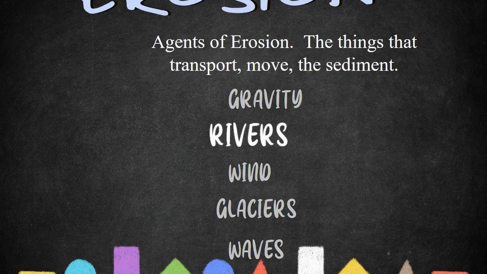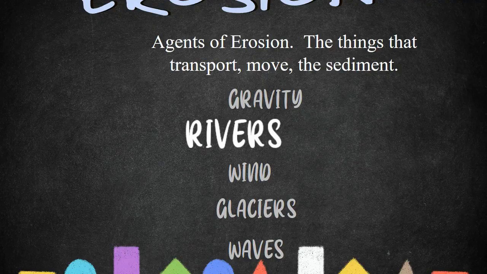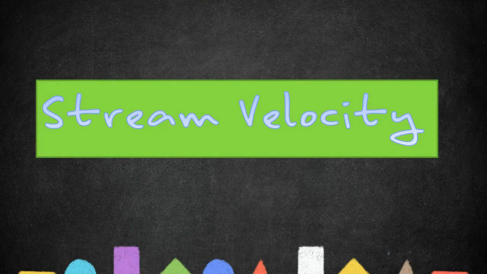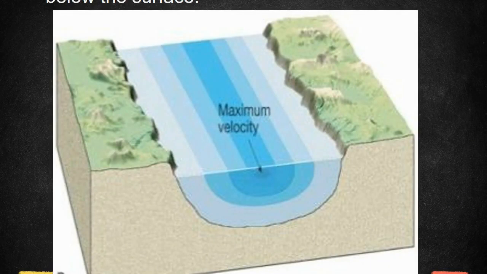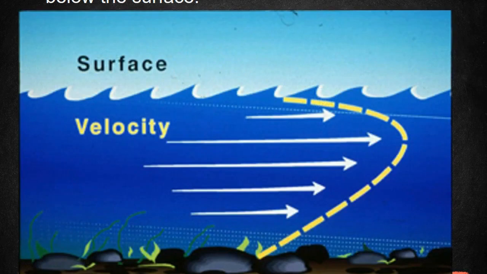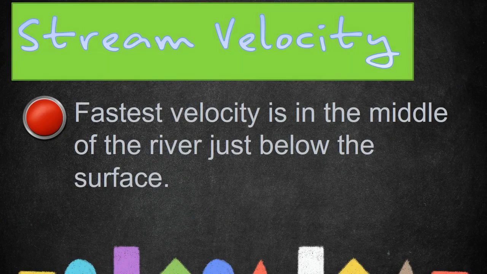Our focus today is going to be on rivers, specifically how a river's velocity affects stream erosion. One of the things I want you to understand is that the fastest part of the river is going to be in the middle of the river, just below the surface. There's going to be friction with the banks of the river and on the side, and there'll be a little bit of friction also with the atmosphere, the air up there. So the fastest velocity of a river is going to be a little bit below the surface in the middle of the stream.